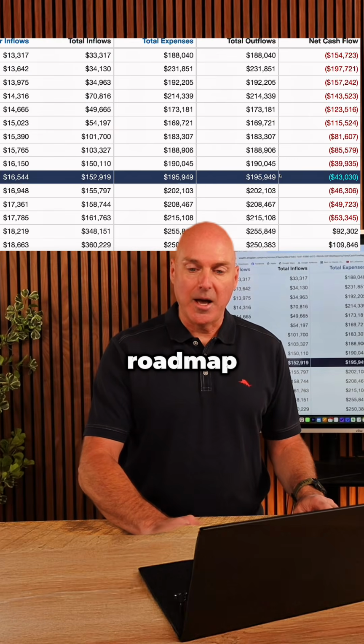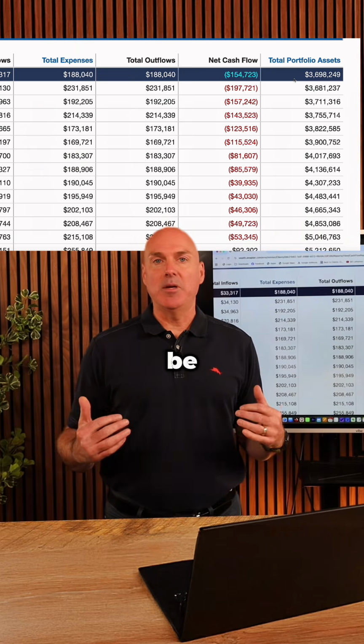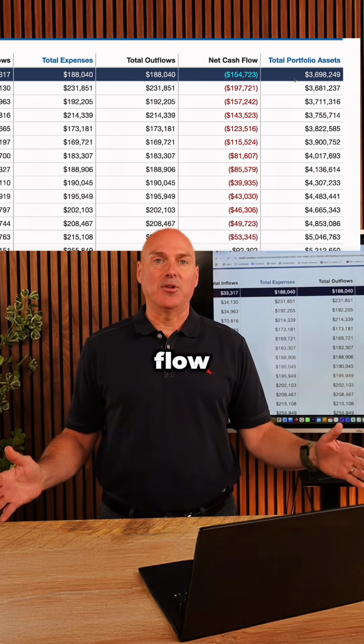So when we come back to this cash flow, we can actually see what is going to be our actual roadmap for creating those retirement withdrawals. And we can see how much is going to need to be withdrawn from this portfolio on an annual basis, and then start building out our cash flow buckets.